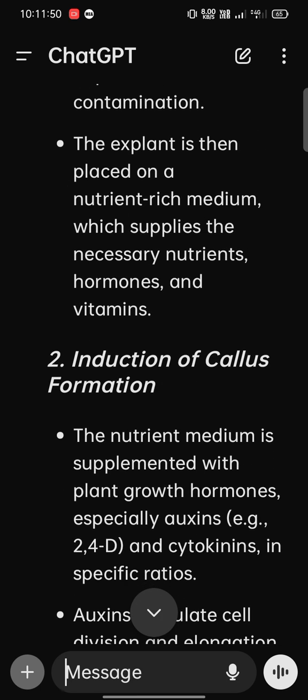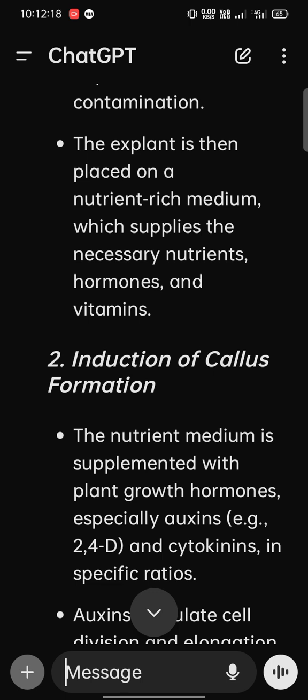The explant then undergoes surface sterilization, because we have taken a plant and there might be microbes and bacteria in it, so it is surface sterilized. What is the process of surface sterilization? We wash it in water, we wash it in alcohol, 70% alcohol, and sodium hypochlorite is also used. So these are some methods of surface sterilization.